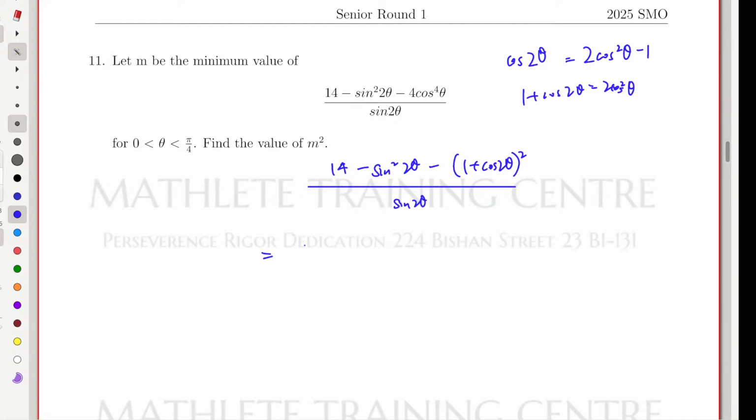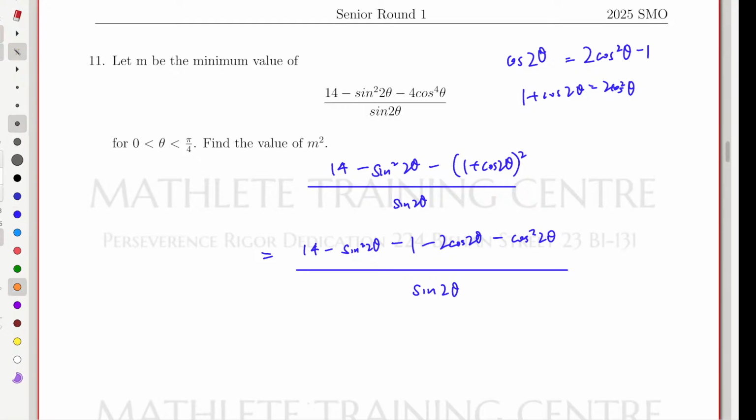And if you simplify the numerator, you have 14 minus sine squared of 2 theta minus 1 minus 2 cosine 2 theta and then minus cosine squared of 2 theta. So hopefully, when you take a look at this numerator, you are able to notice that the minus sine squared of 2 theta together with the minus cosine squared of 2 theta add up to give you minus 1. So when you simplify it, the numerator is 14 minus 1, so 12 minus 2 cosine 2 theta over sine theta.